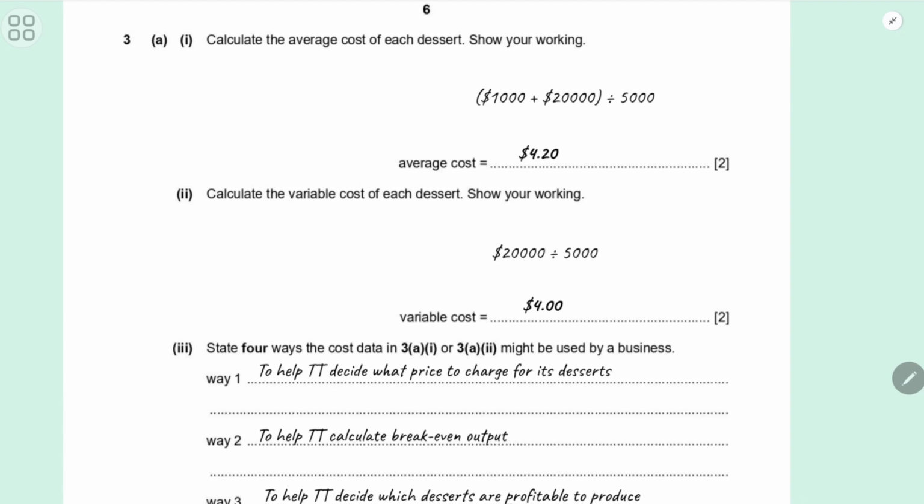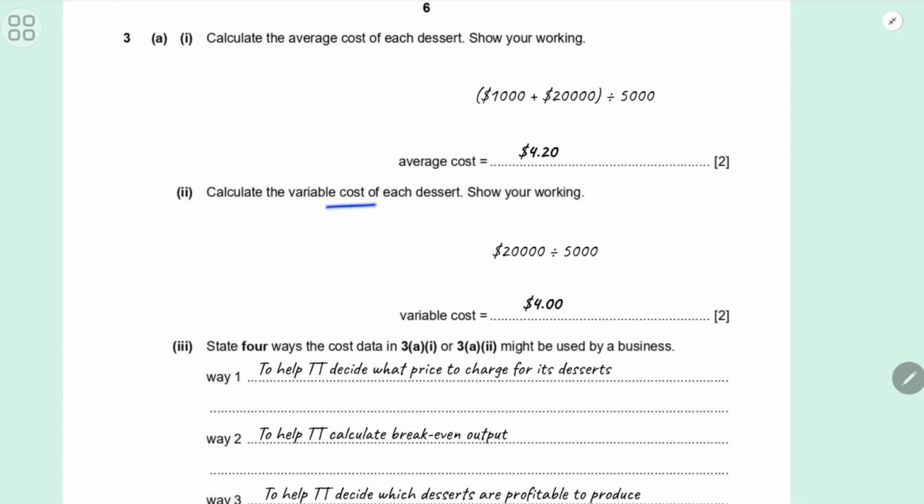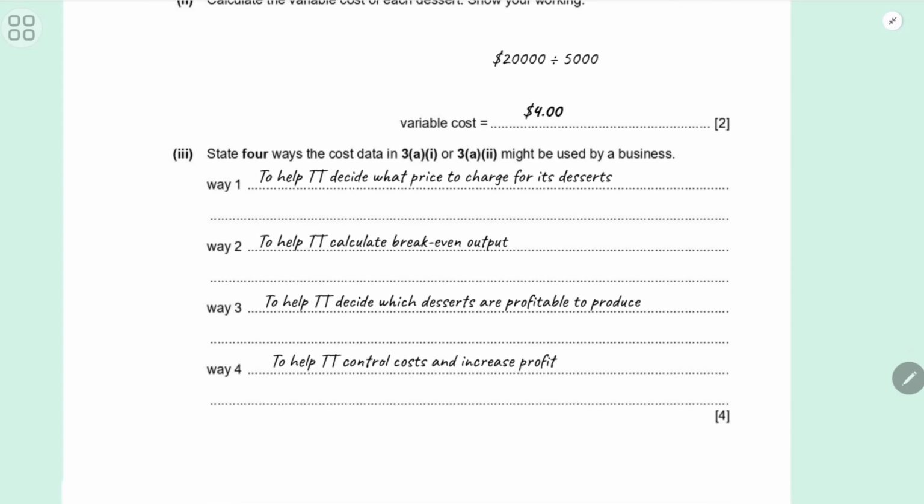Question 3A2. Calculate the variable cost of each dessert. Show your working. This question only asks for variable cost per dessert. Do not include fixed costs. Simply divide total variable cost by number of desserts and show your working clearly. Then you will get the answer $4. Here we see correct method and correct answer.